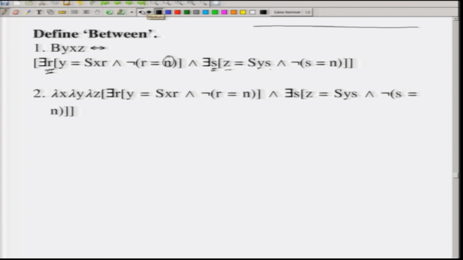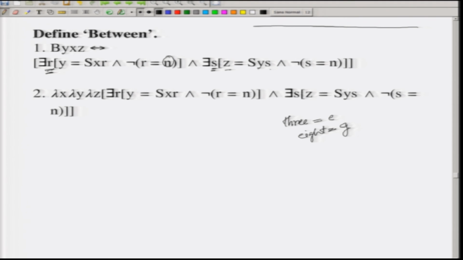Now, suppose we want to define something. We want to define between, as we said, between 3 and 5. What do we do? Suppose 3 is, I do not know, let us give a constant to 3 and 8. So, suppose 3 is the constant E and 8 is the constant G. These are constants, remember.